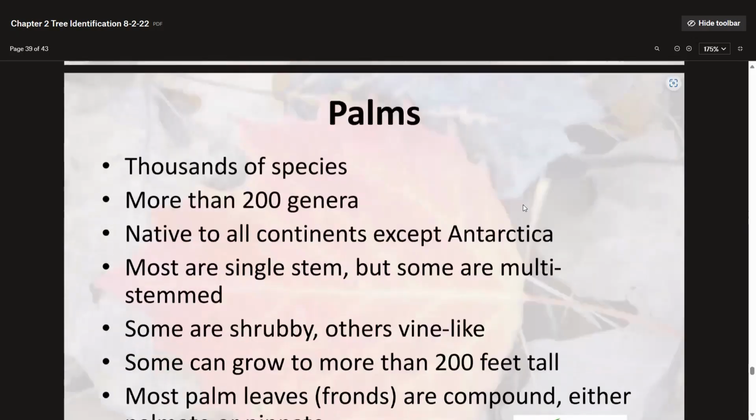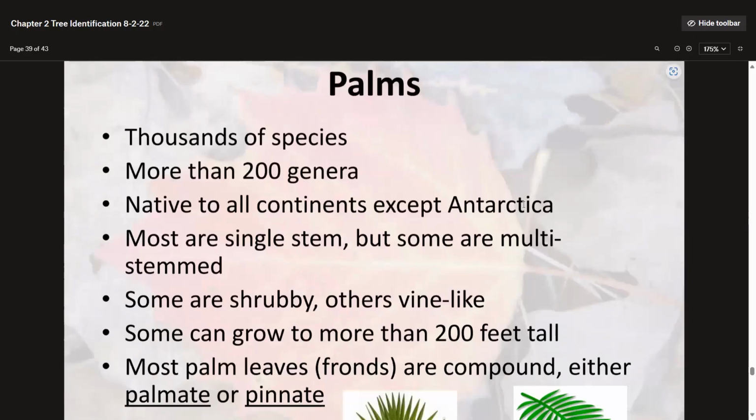Palms. Oh boy. Palms are interesting. There's more than 1,000 of these species. There's more than 200 genera. They're native to all continents except Antarctica. A bit too chilly for them there.